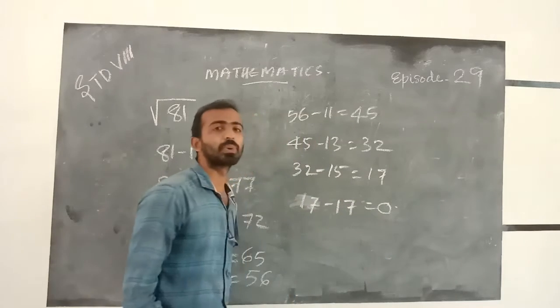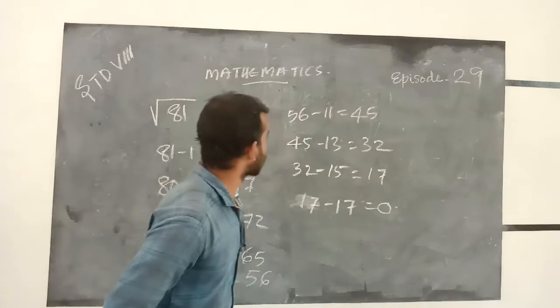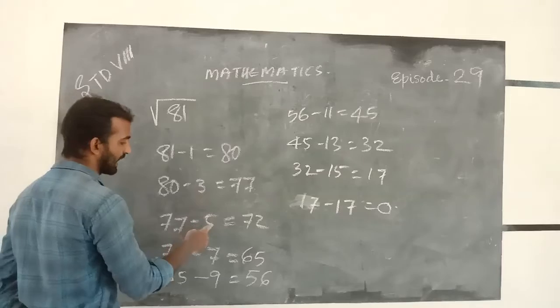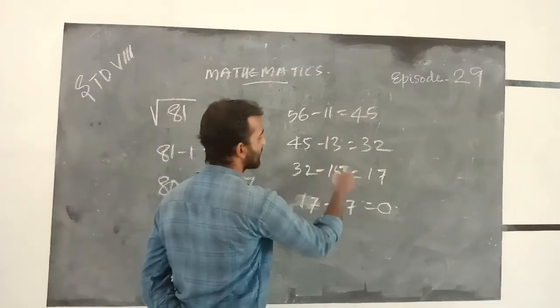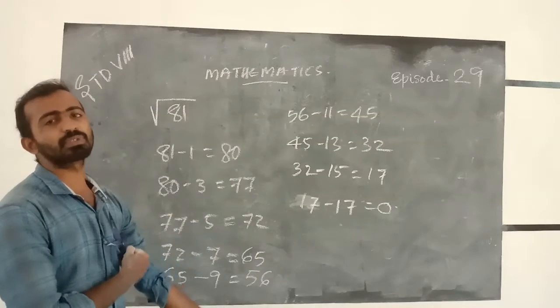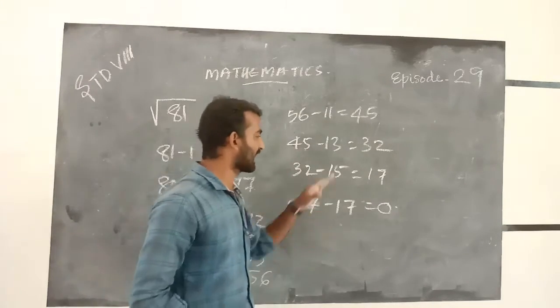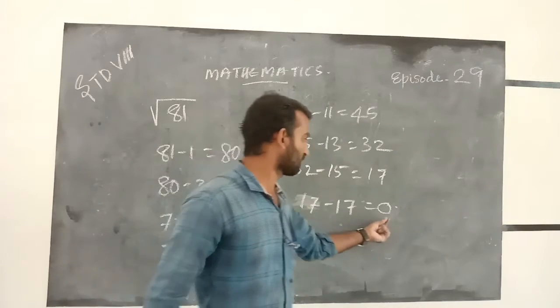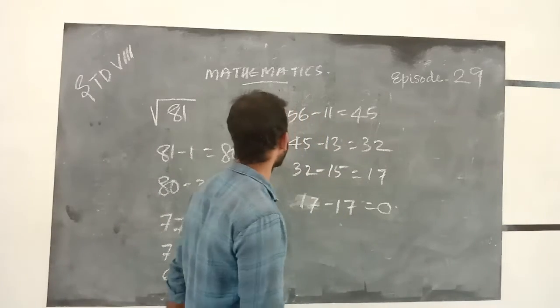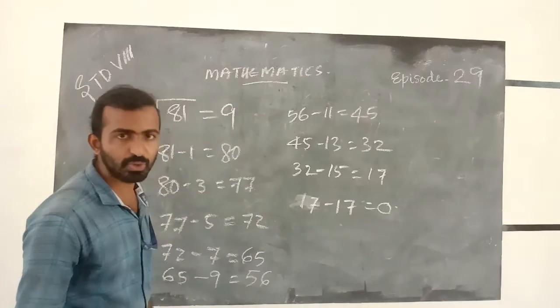We get 0. That is, what is the number of subtractions? 1, 2, 3, 4, 5, 6, 7, 8, 9. If we count the number of subtractions, we get 9. After 9 times, it comes to 0. That is, the square root of 81 equals 9.